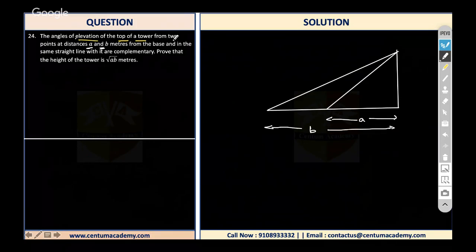So the angle of elevation here is theta, and this is phi. Let us say the points are A, B, C, and D. Now in this question, you have to prove that the height of the tower is root AB. So also mention a few variables like h.